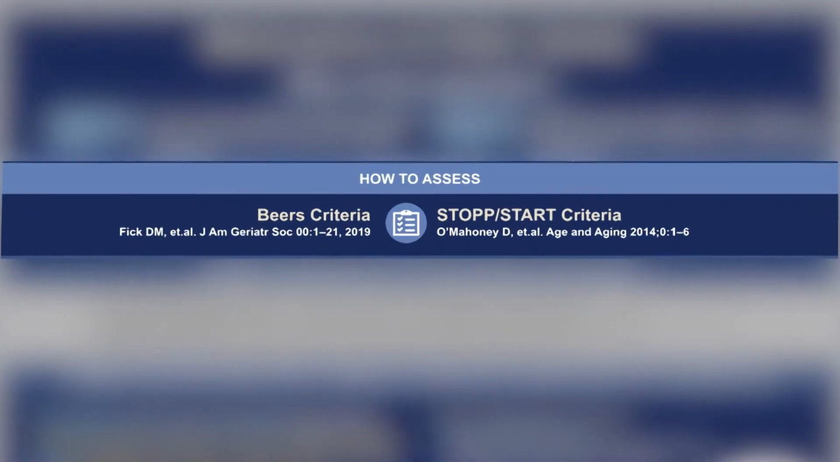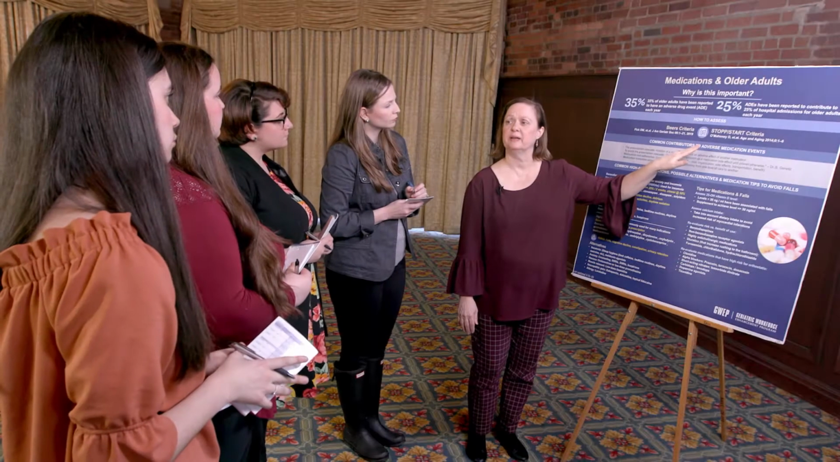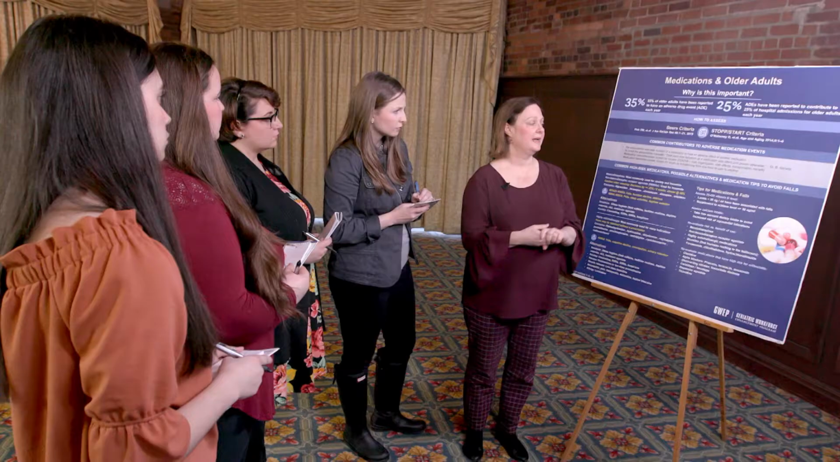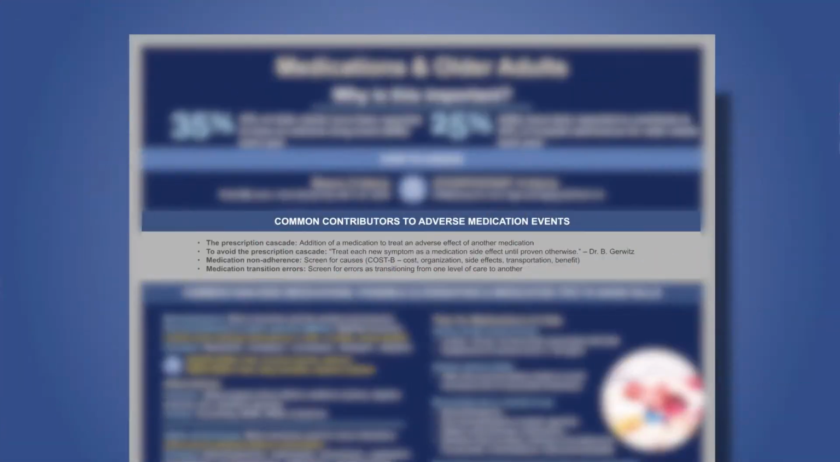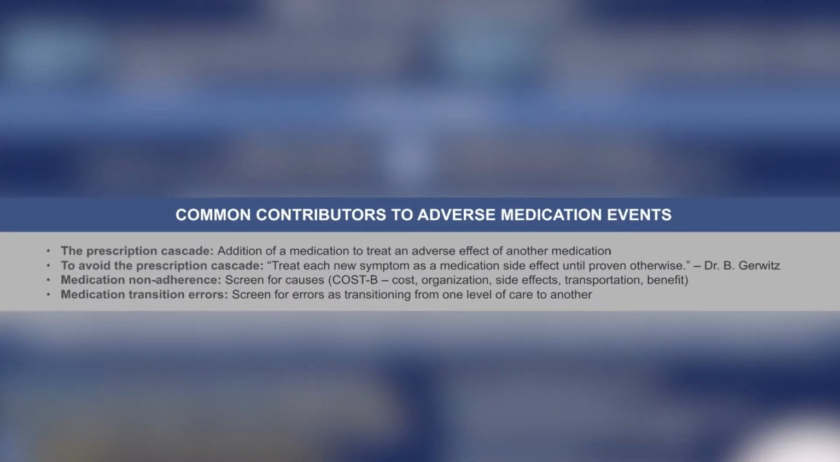So we have some things that really contribute to why the older patients have adverse medication events. First of all, we know that as patients age, their body changes, and they don't handle medications quite the same way as they did when they were younger. We also know that there are certain groups of medications that are more likely to have problems for patients. And there are several things that happen for prescribing that can sometimes contribute to these adverse medication events. One is called the prescription cascade.